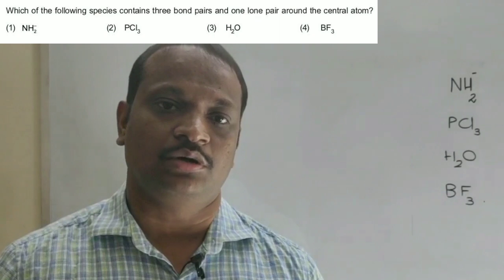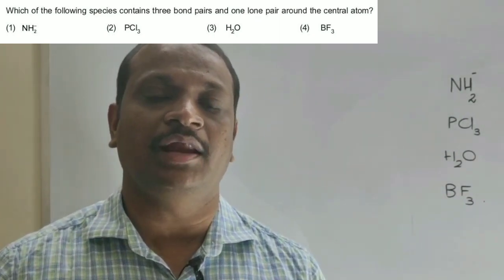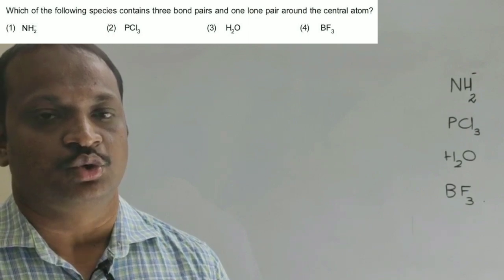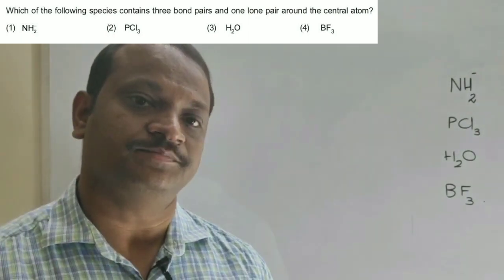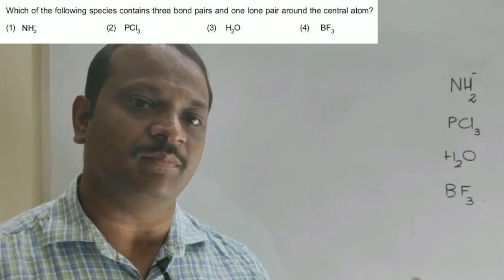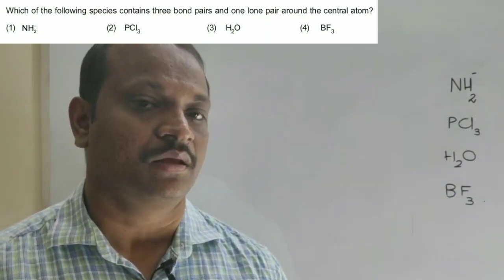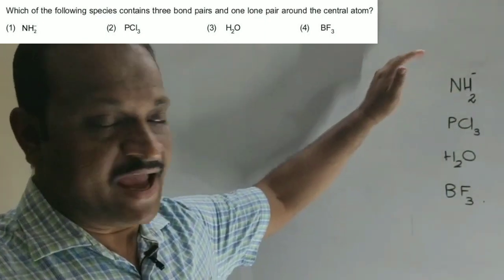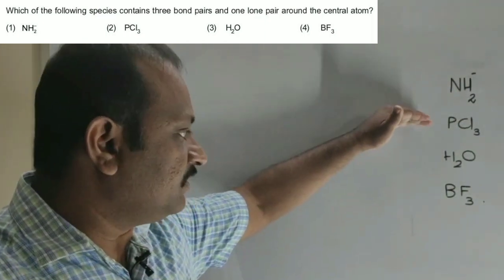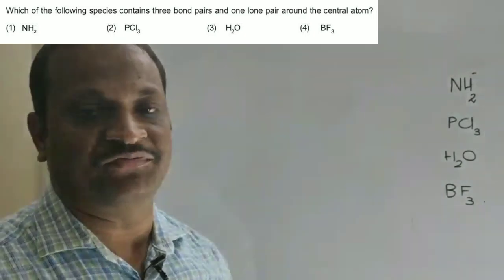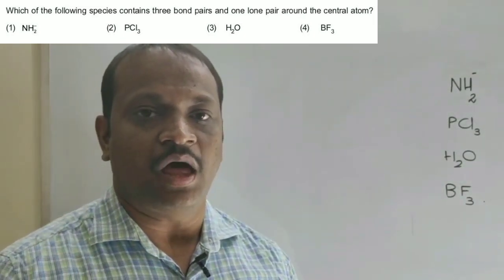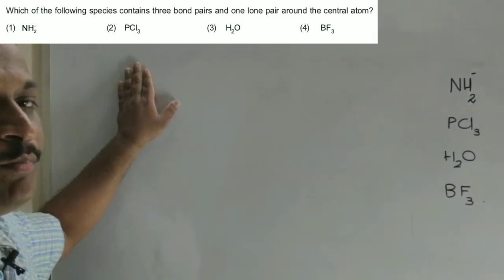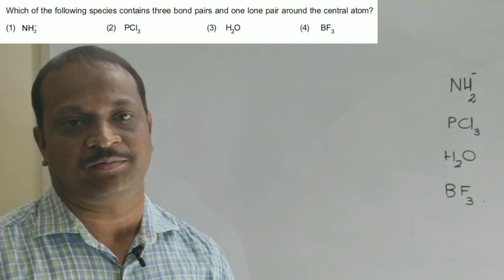Today we are talking about chemical bonding and molecular structure. So let's start with our first question, and in that way let us be familiar with the theory of the chapter. See, we are given four species: NH2 minus, PCl3, water and BF3. Question: out of these four compounds, which one contains 3 bond pairs and 1 lone pair?